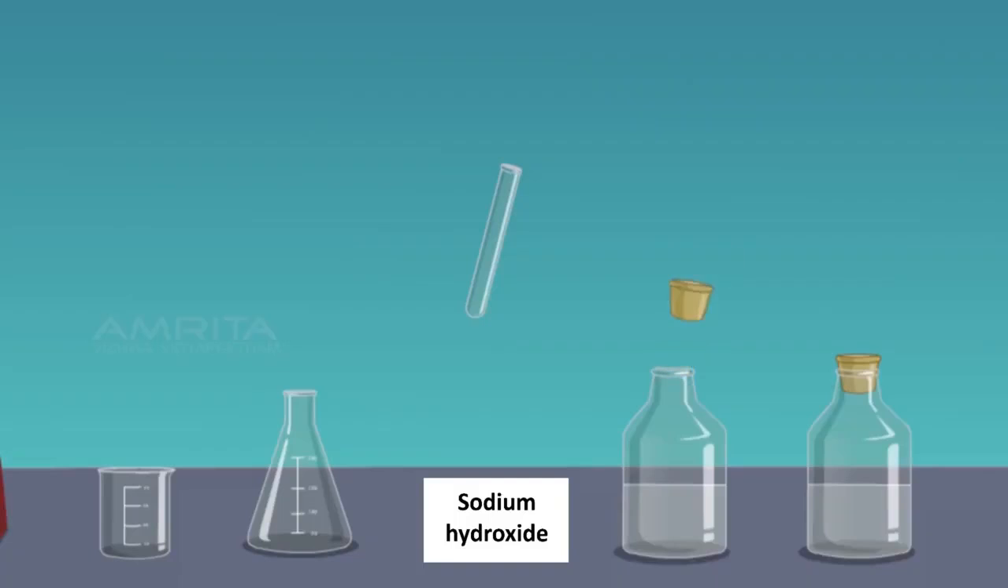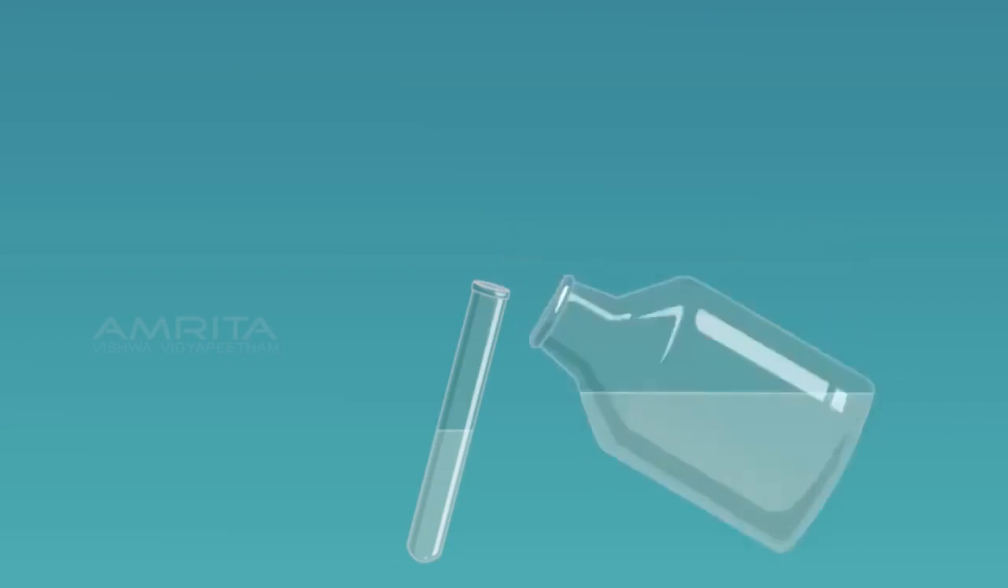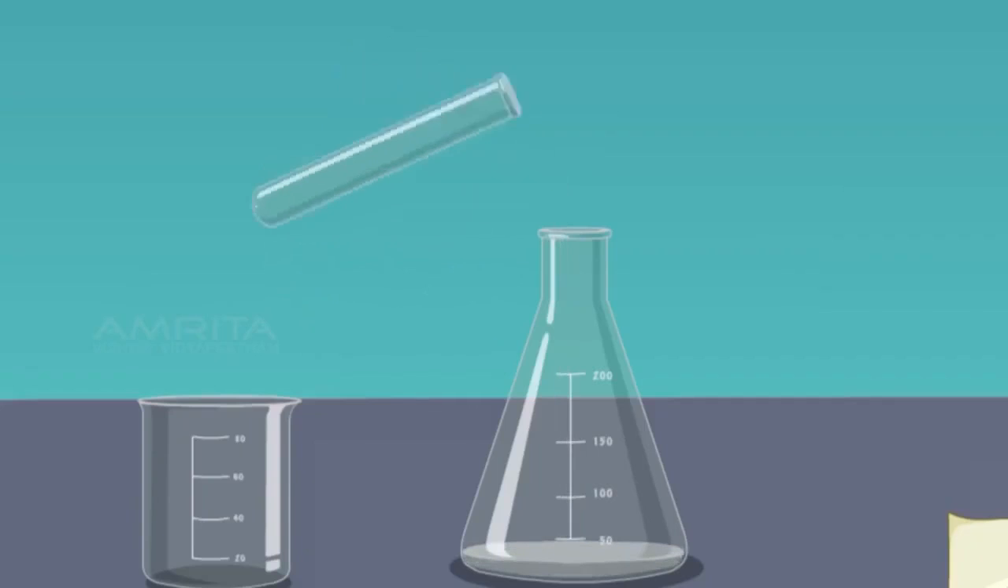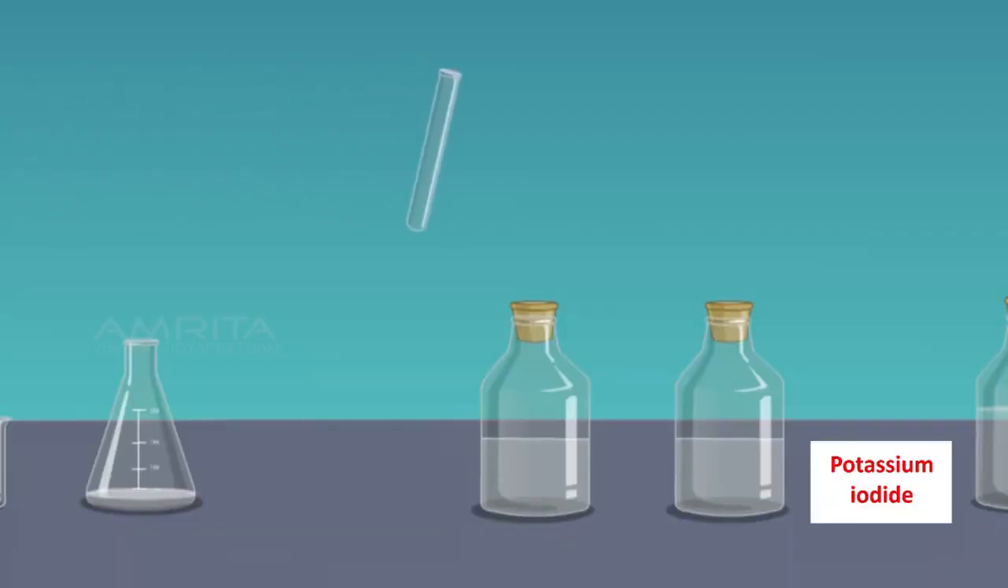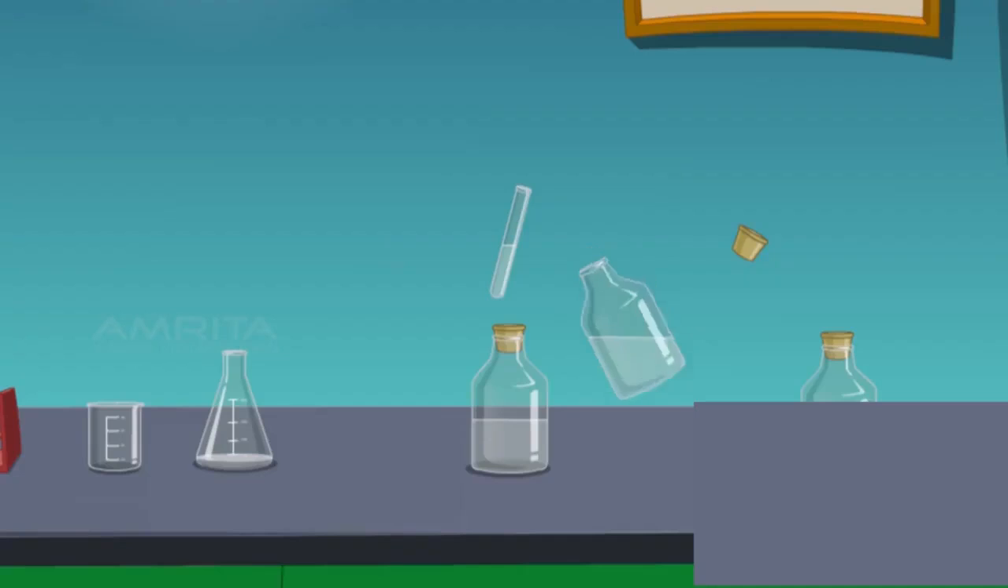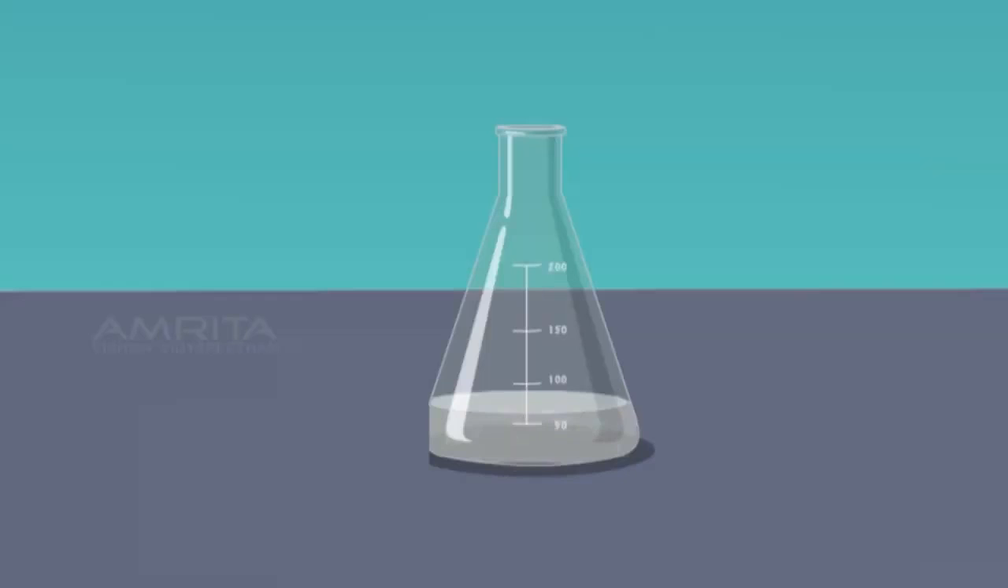On to our next one using sodium hydroxide. We'll combine the basic sodium hydroxide, this time with our potassium iodide. Potassium iodide, KI. Let's combine those two together. And no reaction has occurred again.